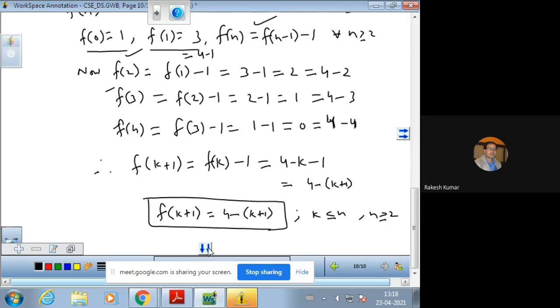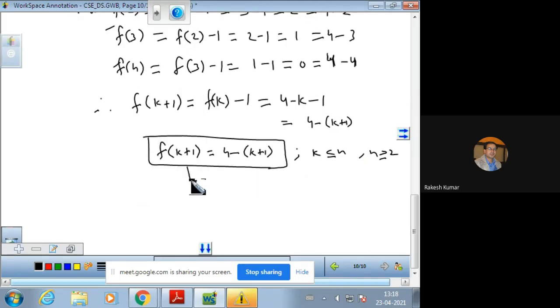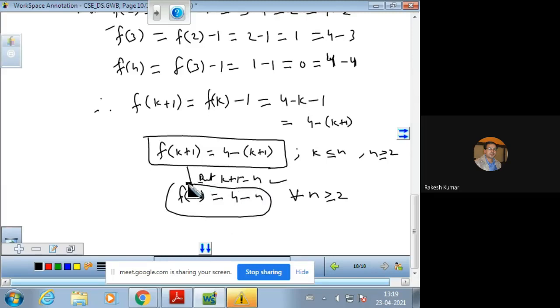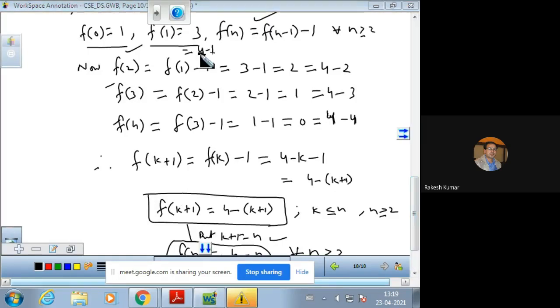And if we write this same relationship in the form of n, then f of k plus 1 is f of n, putting k plus 1 is equal to n. So f of n is equal to 4 minus n. And what are you getting? k plus 1 is equal to n, and what is the n we have? n is greater than or equal to 2. So this is the kind of relationship we are getting. Just see, this is the relationship that was forming: 4 minus 1, 4 minus 2, 4 minus 3, 4 minus 4 and so on.